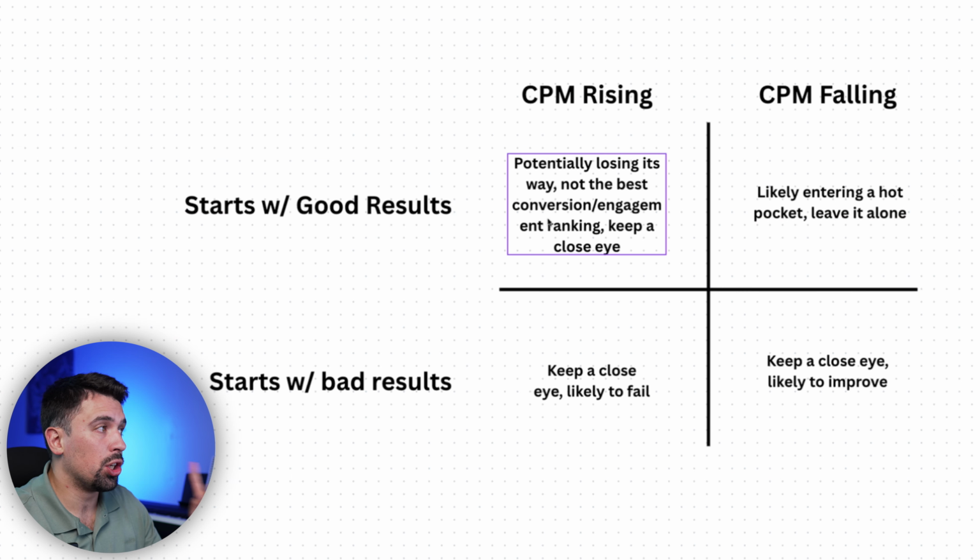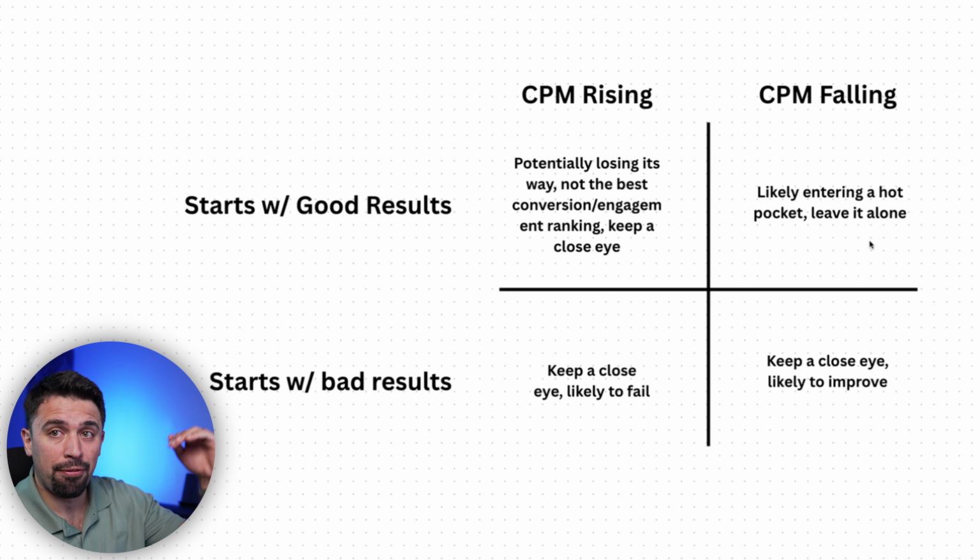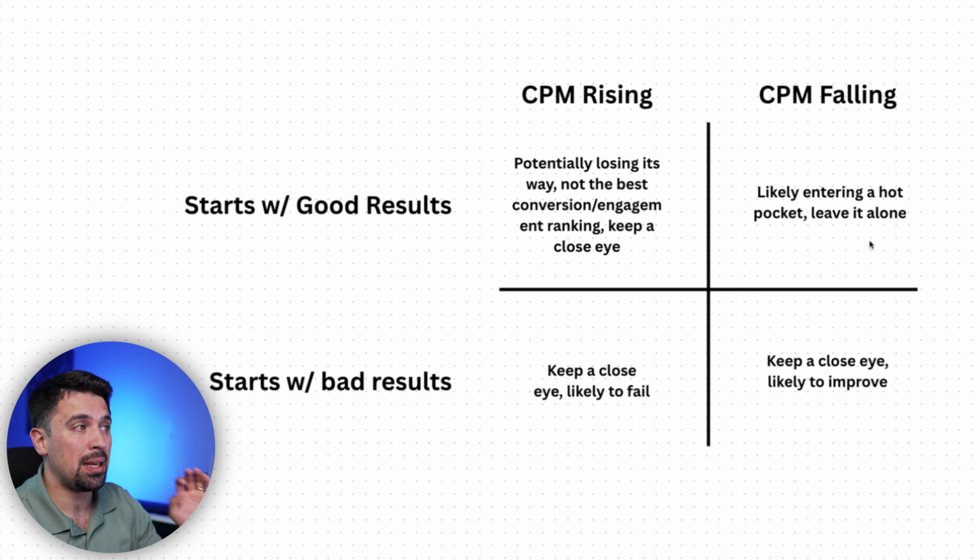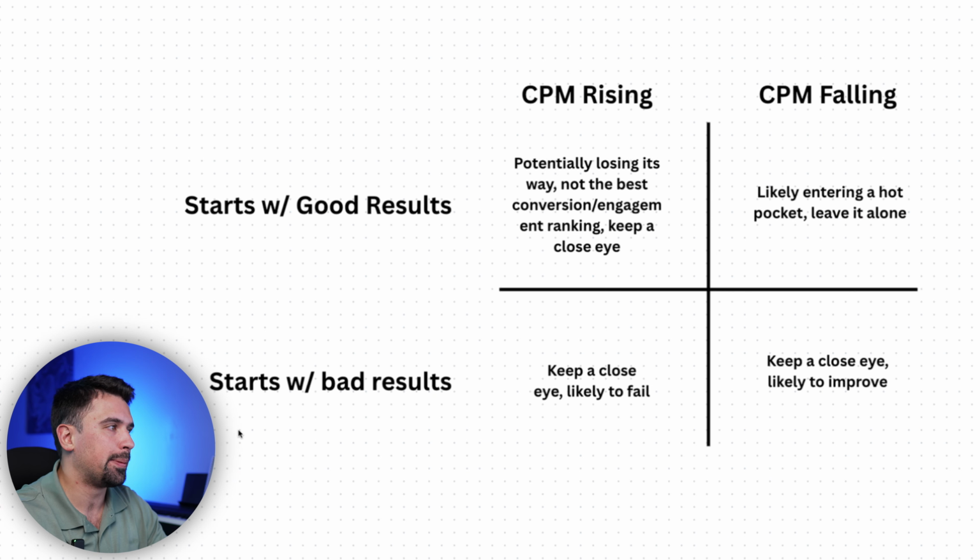Now, what if it starts with good results and then CPMs start falling, okay? That means it's likely entering a hot pocket or hitting a vein, and you should leave it alone. Give it time. That's a good sign. This is where we want to be, okay?